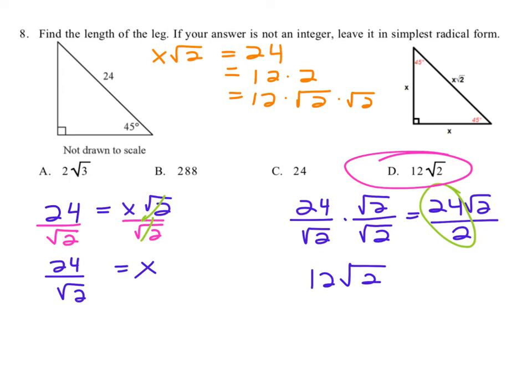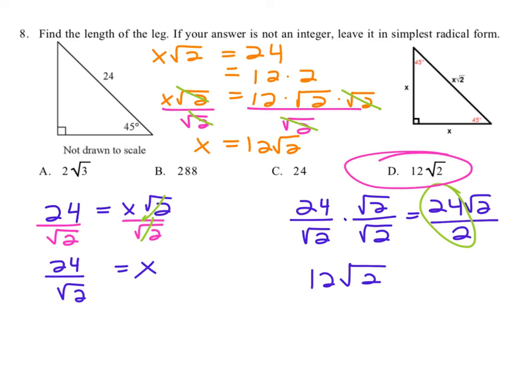Then if you had x root 2 equals 12 times root 2 times root 2, and you divided both sides by root 2 in order to cancel it there, you have to divide the right-hand side by root 2 as well, and you cancel one of them. And then what do you have that's left? You have x equals 12 root 2.